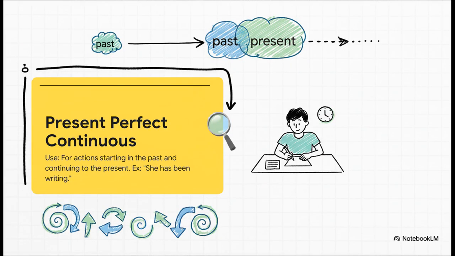And our last present tense. This one is all about duration. She has been writing a letter. This tells us the action started sometime in the past, and it's still going. The focus is on how long it's been happening. See the pattern? Easy. Let's jump in our time machine.